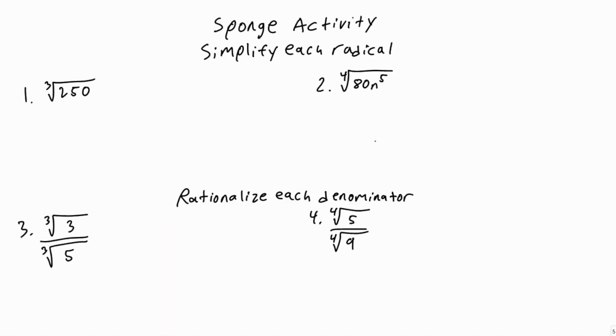All right, now time for the sponge activity. For number 1, we have the cube root of 250. For number 2, we have the fourth root of 80 and the fifth. For number 3, we have the cube root of 3 over the cube root of 5. And for number 4, we have the fourth root of 5 over the fourth root of 9.